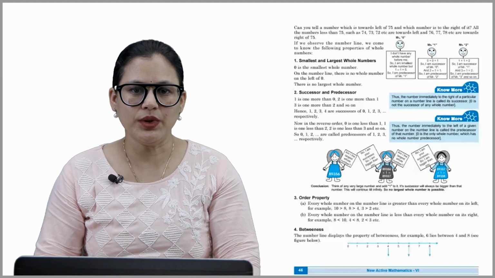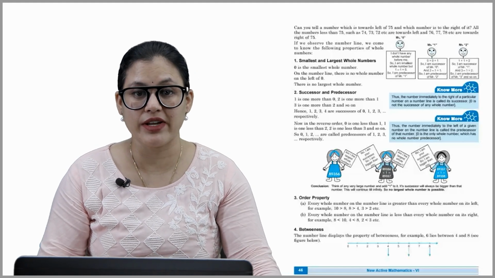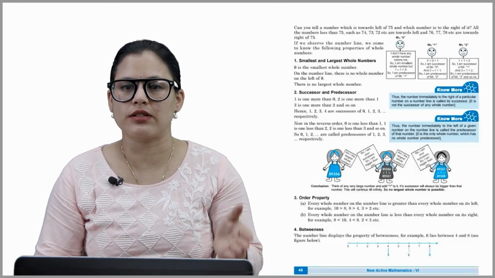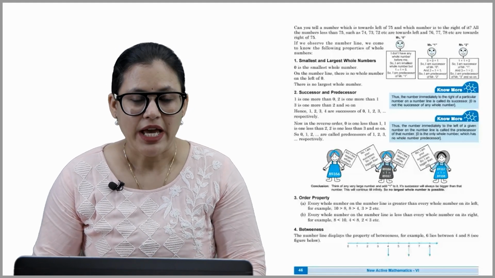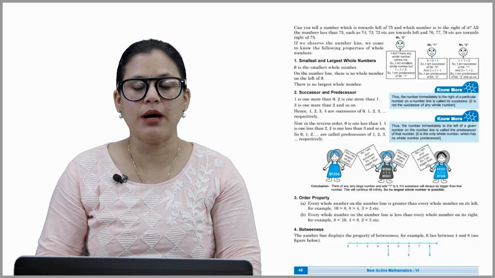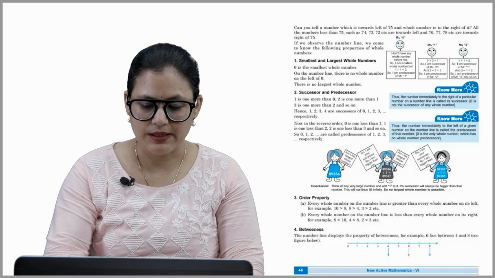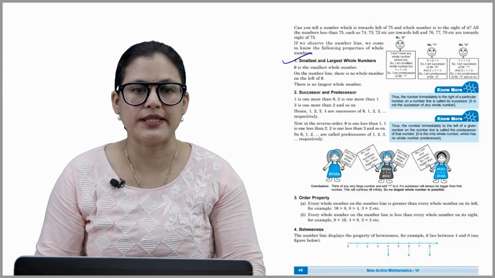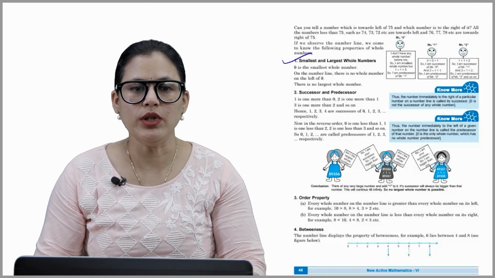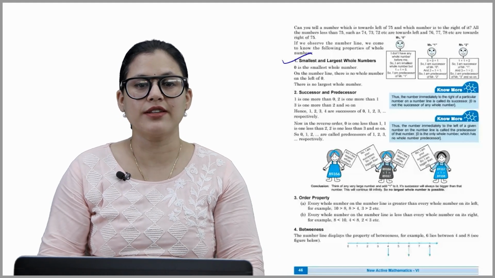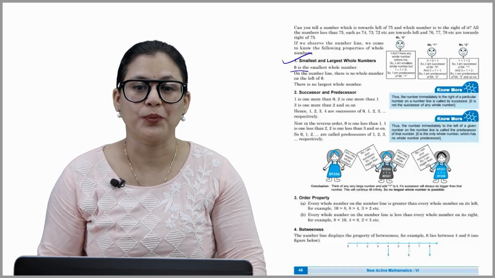Can you tell a number which is towards the left of 75 and which number is to the right of it? All the numbers less than 75, such as 74, 73, 72 etc., are towards the left, and 76, 77, 78 etc. are towards the right of 75. If we observe the number line, we come to know the following properties of whole numbers. Number 1, smallest and largest whole numbers. 0 is the smallest whole number. On the number line, there is no whole number on the left of 0. There is no largest whole number, but there is a smallest whole number, which is 0.